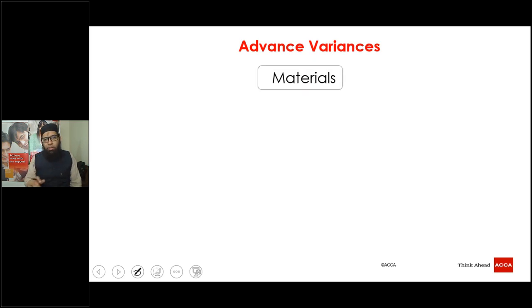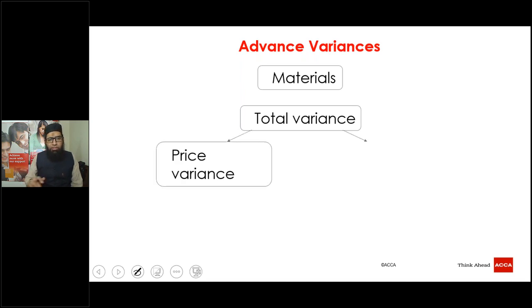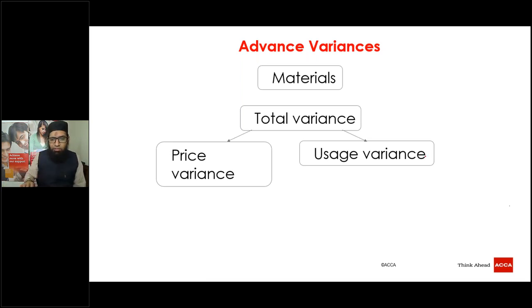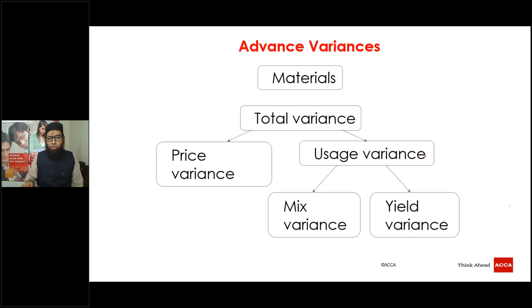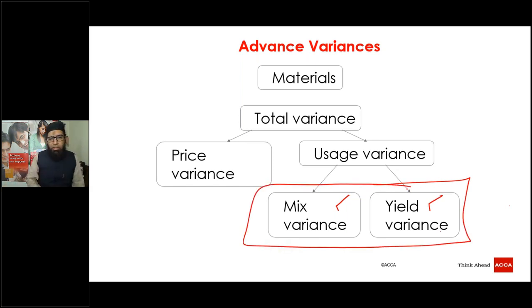Let's straight away discuss the advanced variances. The first advanced variance is on material. In material, there are two different types of variances: the material price variance and the material usage variance. I'm talking about the basic variances right now. But within this usage variance, we can subdivide into two variances, that is mix variance and yield variance. So in the advanced variances, the first topic is mix and yield variance of material usage.